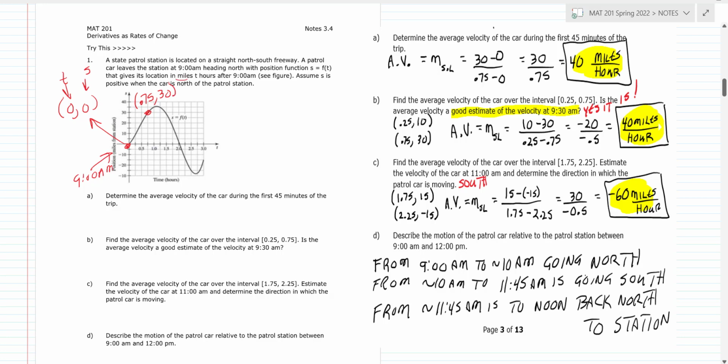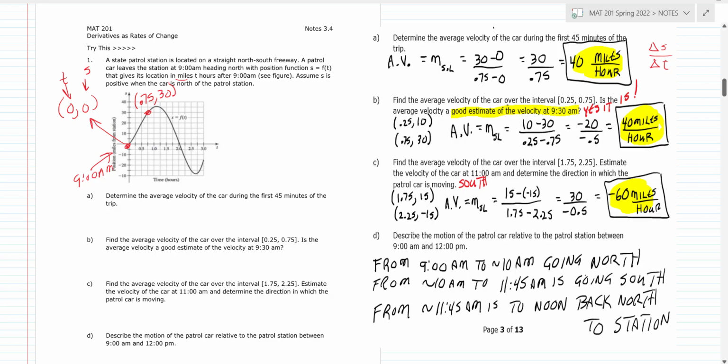Okay, so it does say that's miles. So again, what I'm doing is the slope between these 2 points. I'm doing 30 minus 0 over 0.75 minus 0. Work that on the calculator. Again, you're just doing delta S over delta T. That'll give you the average velocity during the first 0.75 or 45 minutes of the journey.